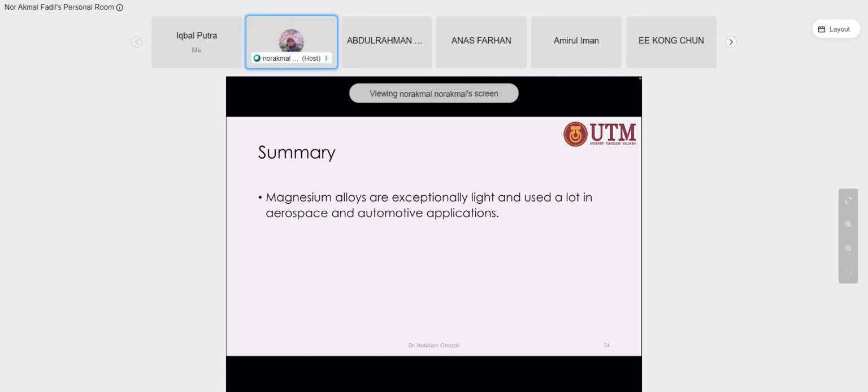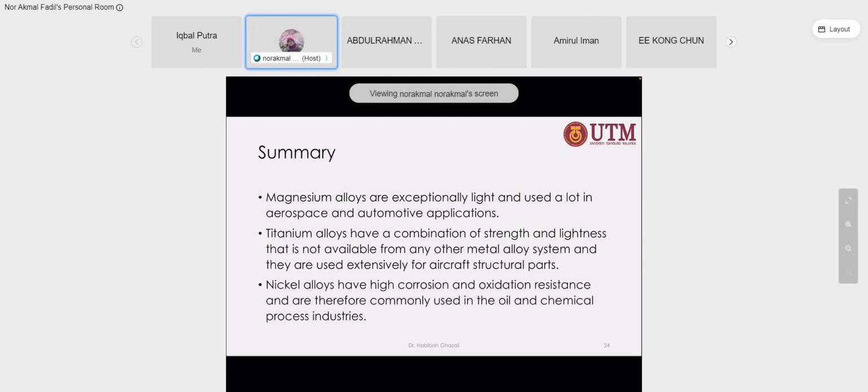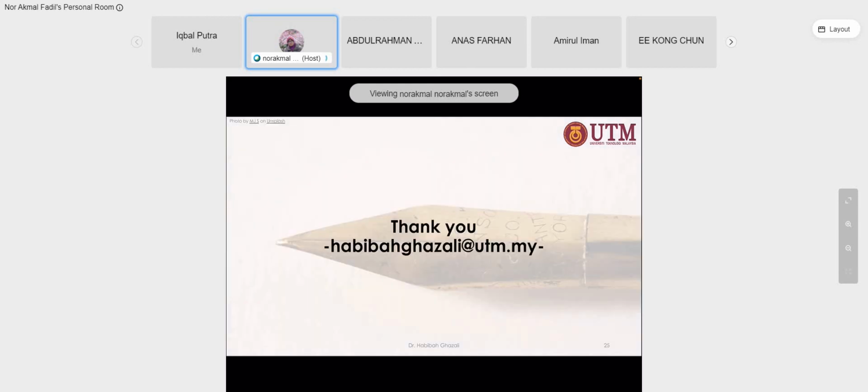So in summary, magnesium alloys are exceptionally light and used a lot in aerospace and automotive applications. Titanium alloys have a combination of strength and lightness that is not available from any other metal alloy system, and they are used extensively in aircraft parts because of the light weight. And nickel has high corrosion and oxidation resistance and is therefore commonly used in the oil and chemical process industry. I think that's all for non-ferrous alloy.